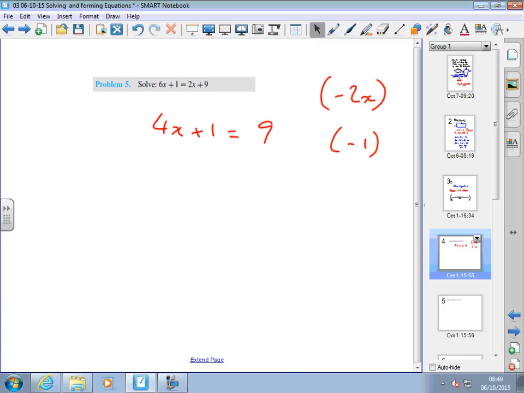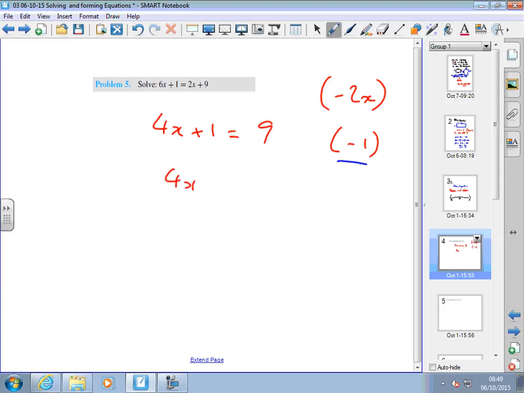I could decide to divide by 4 to get rid of this, because I only want x. So if I divide by 4, that would work too. But I would have to divide everything by 4. That would mean I'd have to divide this by 4 to get rid of it. I'd have to divide that by 4 and that by 4. So if I divide, I have to divide every term by 4. It would work, but 1 divided by 4 is a quarter, 9 divided by 4, either a decimal or as 2 1/4, not so helpful. So best step, subtract 1.